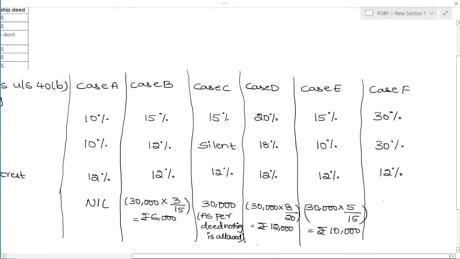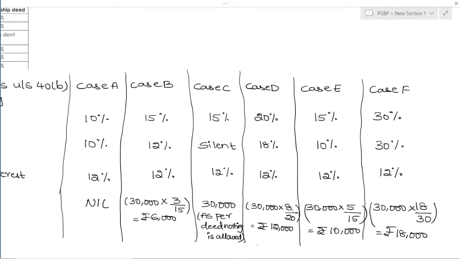Very good. So, let's calculate disallowed amount. 30,000 into 18 by 30. So how much will it come to? 18,000 rupees. So this 18,000 is disallowed. Okay? Yeah. So in P&L account, if they give 30,000 as interest, then what will you do? Sir, 18,000 will be added back to profit to compute business income.